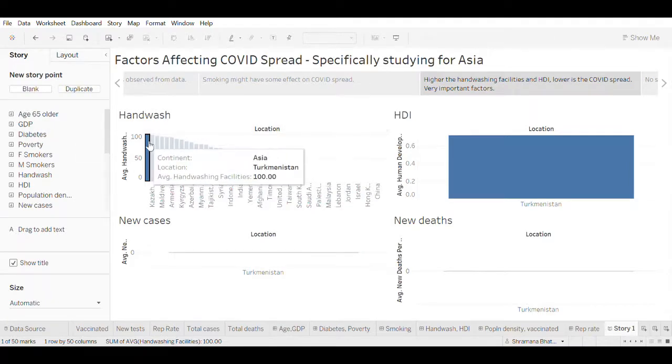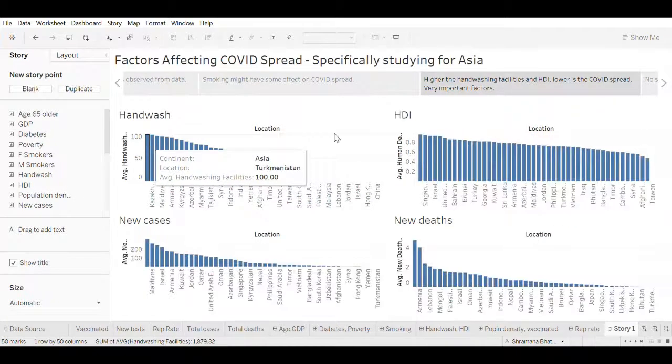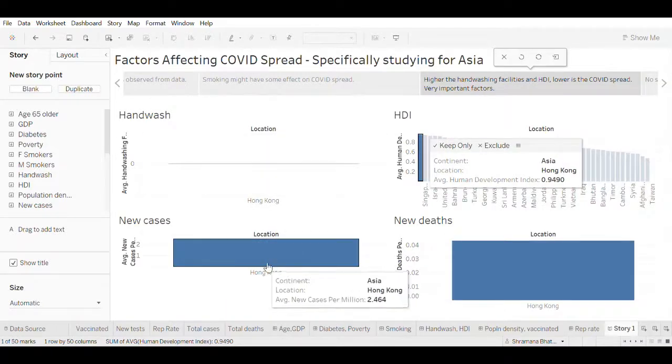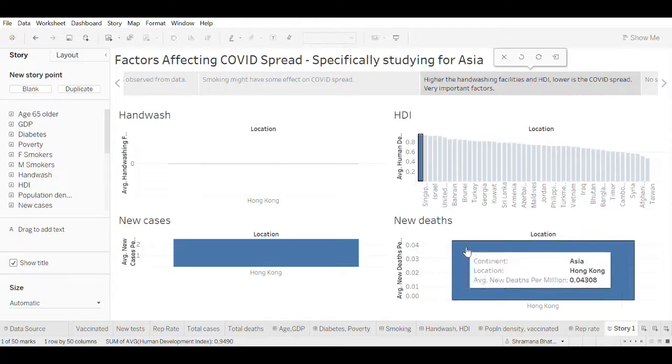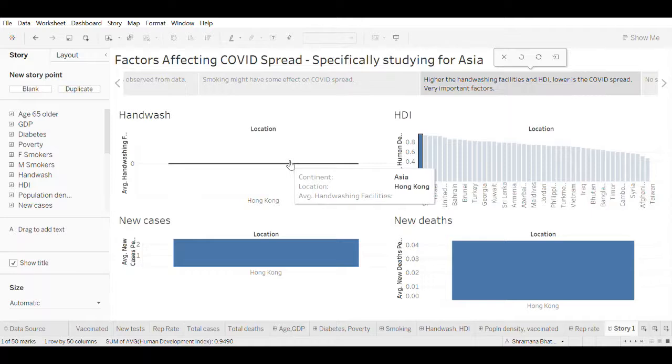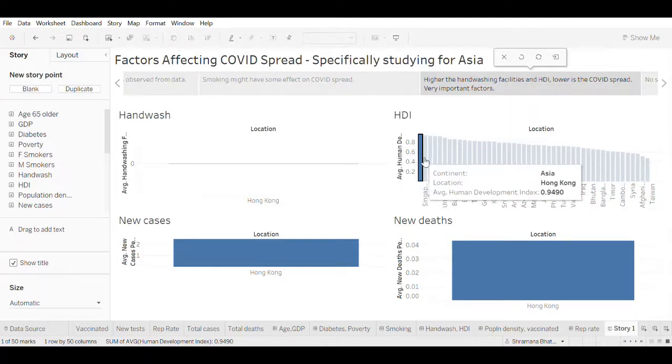But this is a scenario, right? Let's check for Hong Kong. New cases are very less. Death is also almost near to zero. But again, you can see there is no data on hand washing facility, so it's hard to believe.